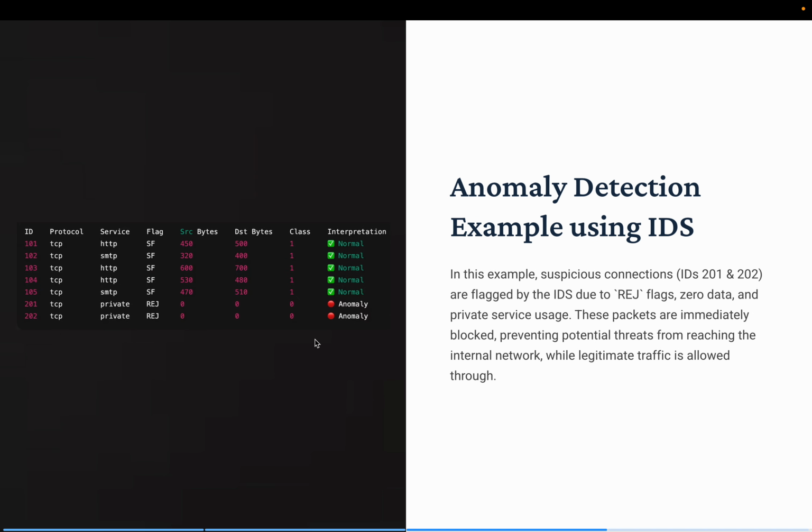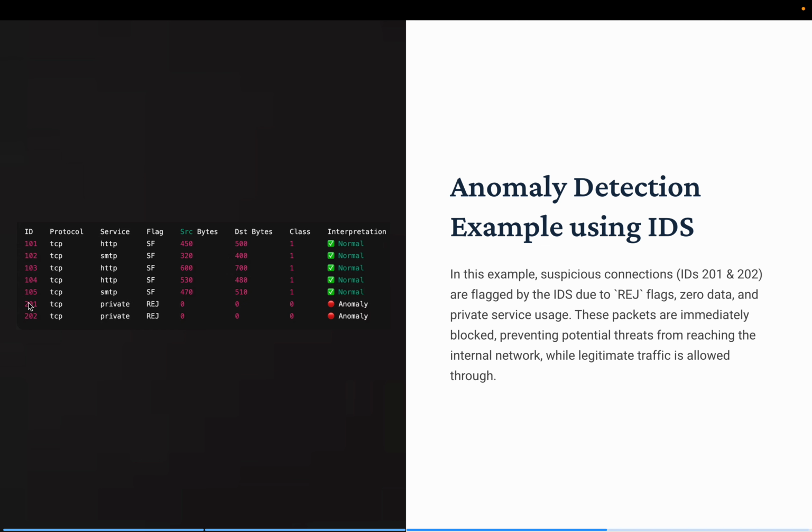Now, let us find out with the help of an example. Here we can see that the IDs 101 to 105 are using TCP protocol and the service used is HTTP or SMTP. Here the source bytes are in figures of hundreds and the destination bytes are in figures of hundreds too. This indicates that the connections were normal and hence no malicious activity was found, and therefore the system labels it as class 1 and the interpretation is normal.